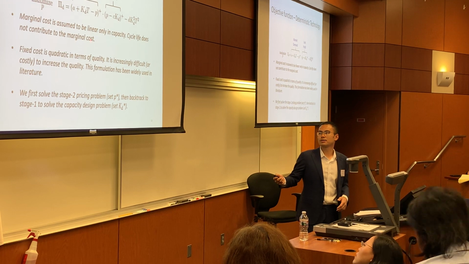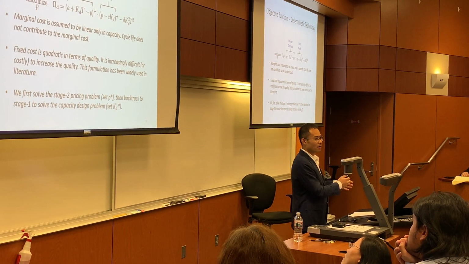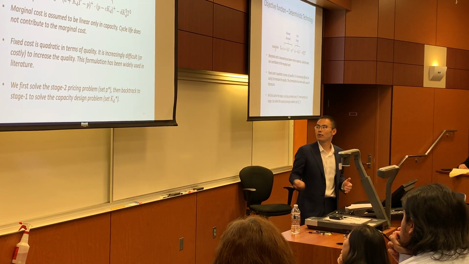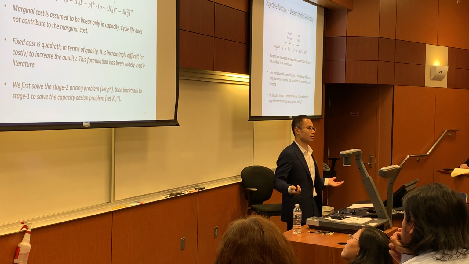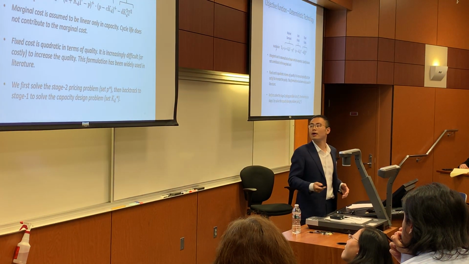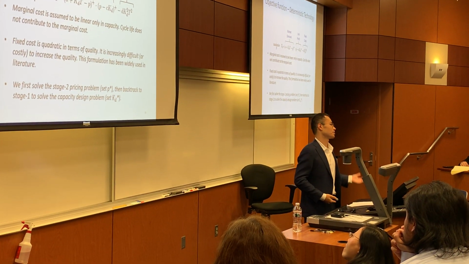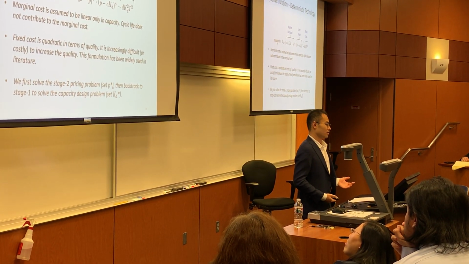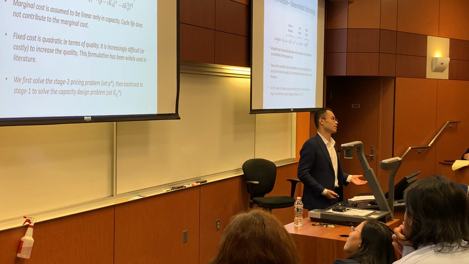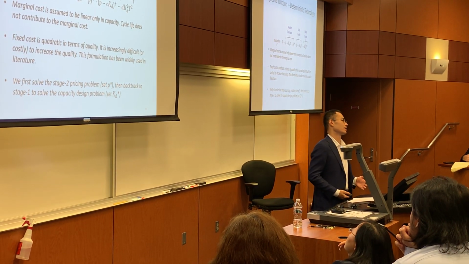Here, marginal cost is assumed to be linear in capacity, which is the portion of the quality attribute that the firm could control. So cycle life does not contribute to the marginal cost, as in the case of the battery industry. The fixed cost, on the other hand, is quadratic in terms of quality level. So it is increasingly costly to increase the quality level, and this formulation has also been widely used in the literature.